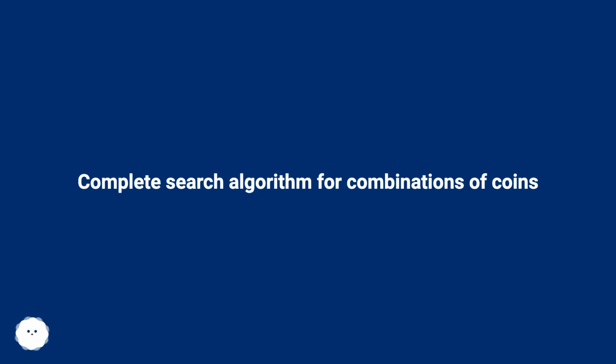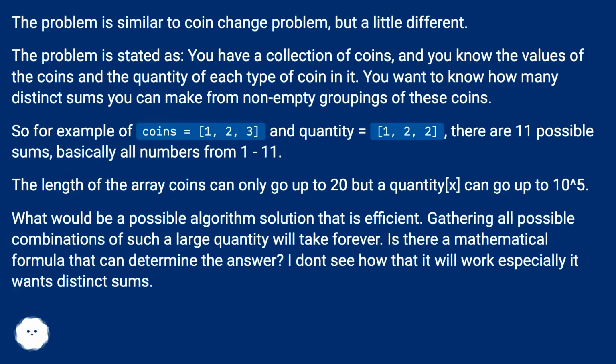Complete search algorithm for combinations of coins. The problem is similar to the coin change problem, but a little different. The problem is stated as: you have a collection of coins, and you know the values of the coins and the quantity of each type of coin in it. You want to know how many distinct sums you can make from non-empty groupings of these coins.